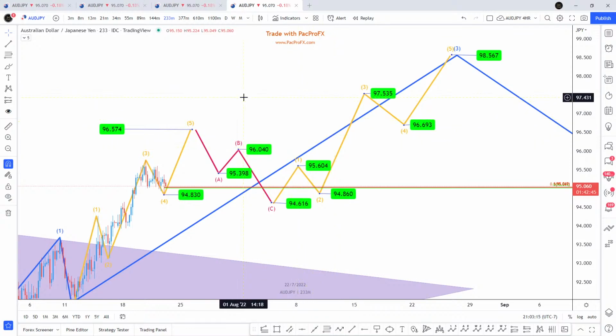All right, everyone. So I already did the Australian JPY, but I'll go over it really quick.